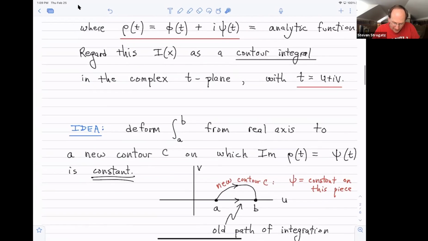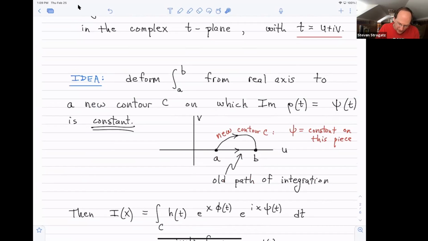And so the big idea is we started out wanting to do a problem on the real axis from A to B, but we'll find it advantageous to deform the contour to something that comes off the real axis, still joins the same endpoints, but with the property that this function psi, the imaginary part of rho, is constant on that piece of the contour. That's the very clever idea. Deform the path of integration to one along which psi is constant.